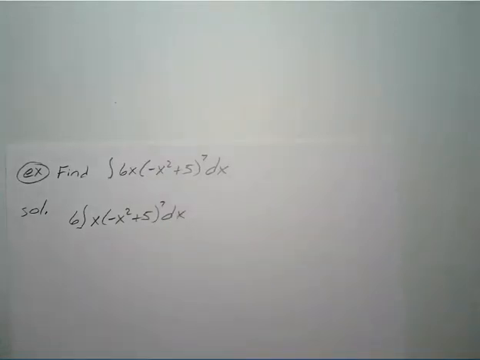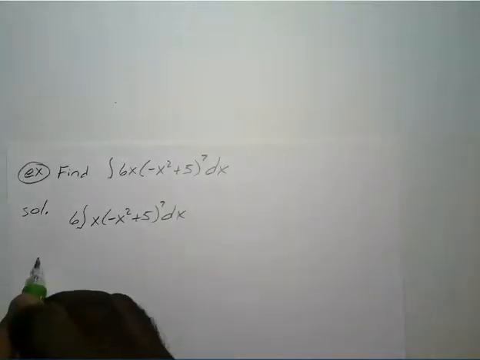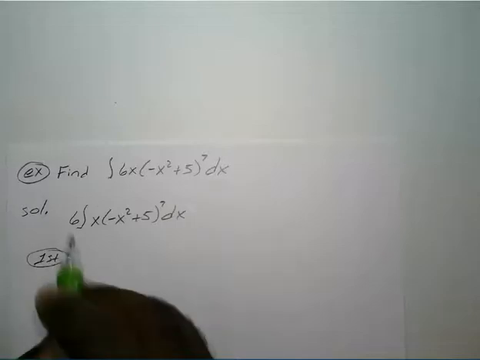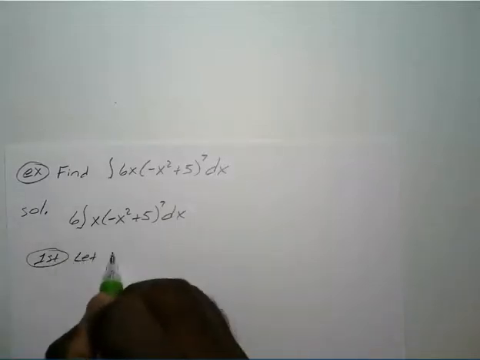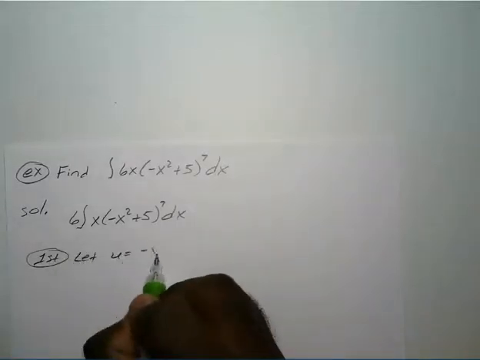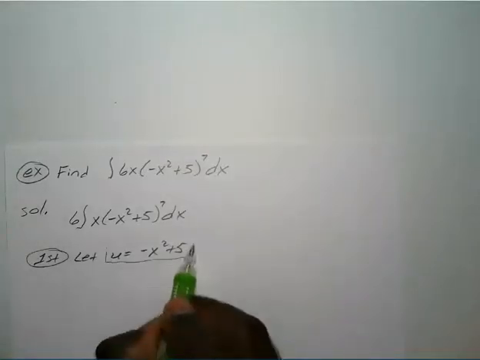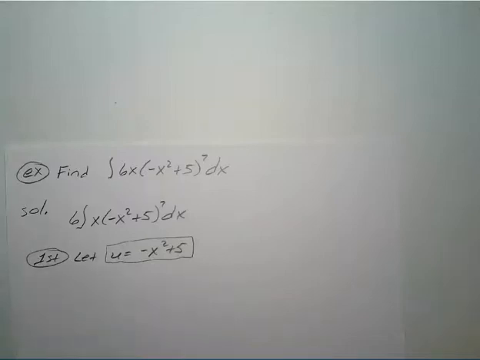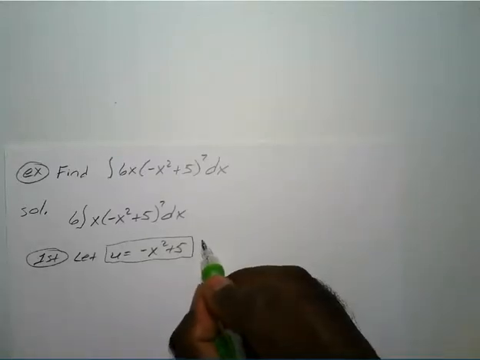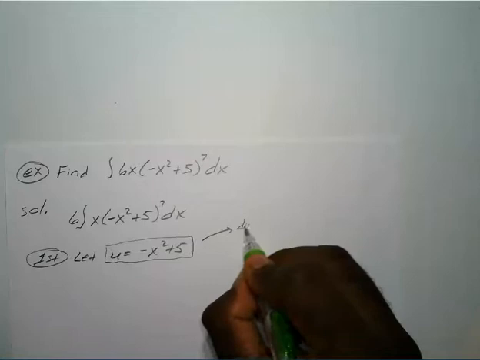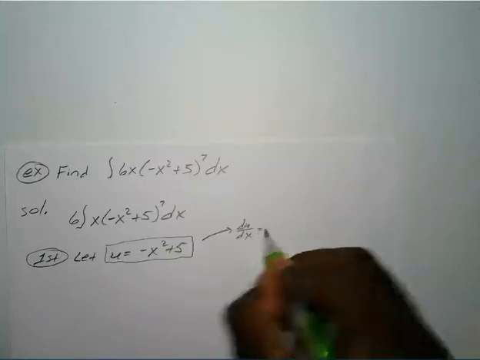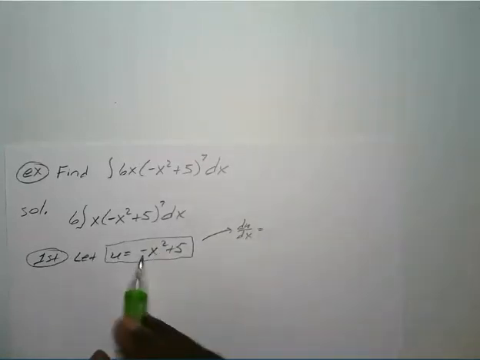Okay, so the first thing we're going to do is find our u. What if we let u equal negative x squared plus 5? We're going to need that, so I'm going to draw a little square around it. That means the derivative of u with respect to x, we just bring down our 2, gives us negative 2x.